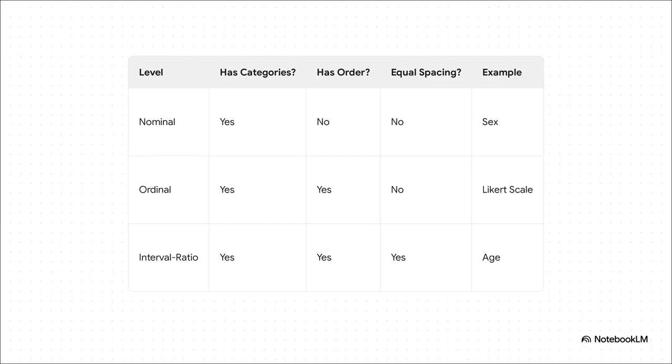So here's a quick look at how they all stack up side by side. You can really see the progression, right? Nominal just has categories. Ordinal adds order to those categories. And interval ratio adds that last crucial piece: equal spacing. This little table is a fantastic cheat sheet to keep handy. Figuring out which type of data you're dealing with is always the first critical step.